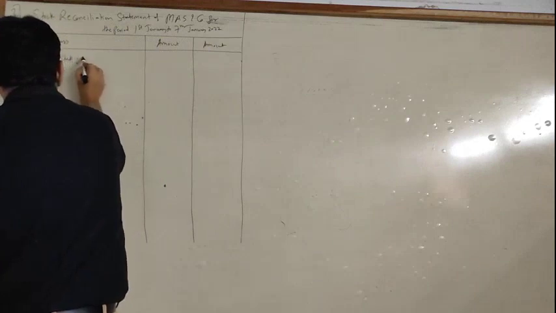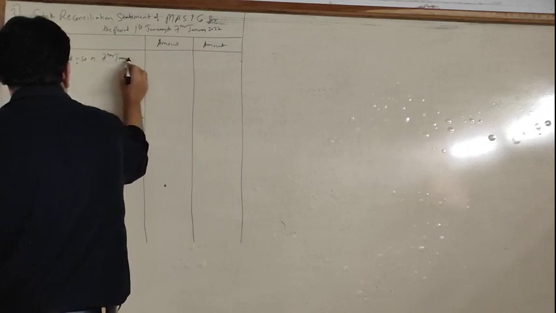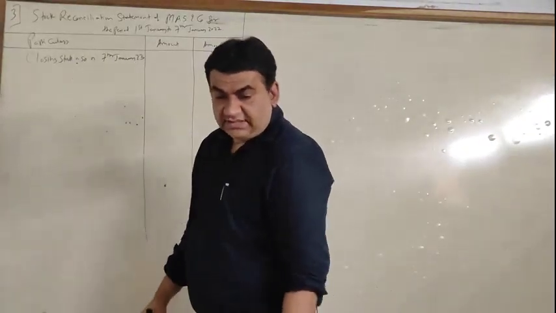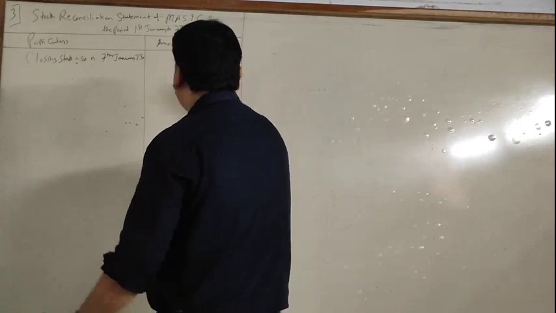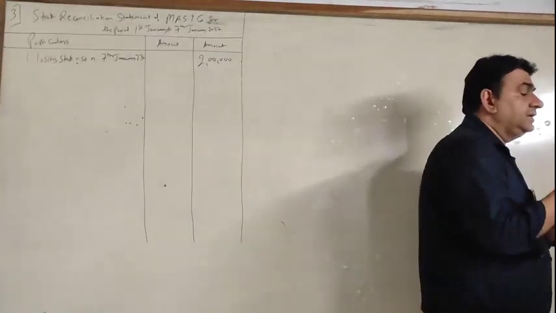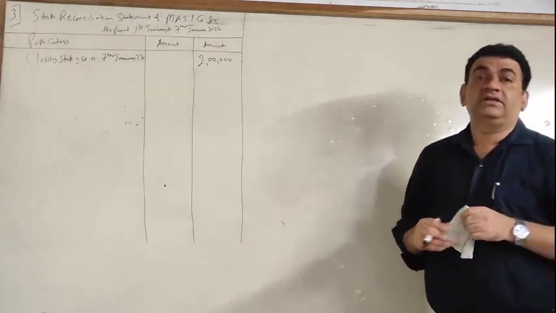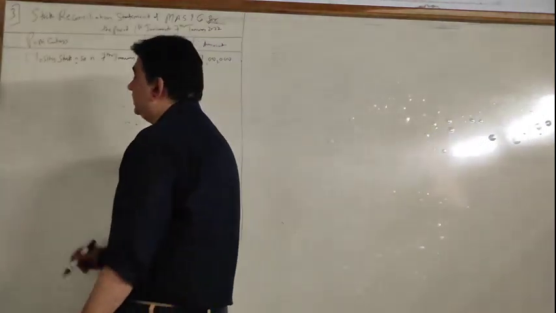Closing stock as on 7th January 23, that is 2 lakhs. They have physically counted the stock on 7th Jan. We will reconcile and we will get the stock figure on 31st December. What I told you? First, we will add.